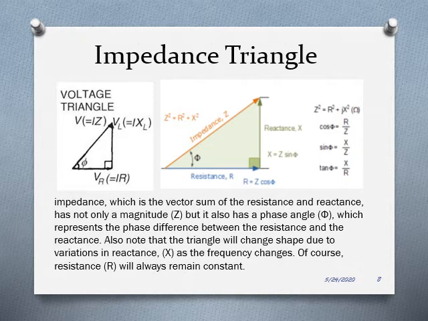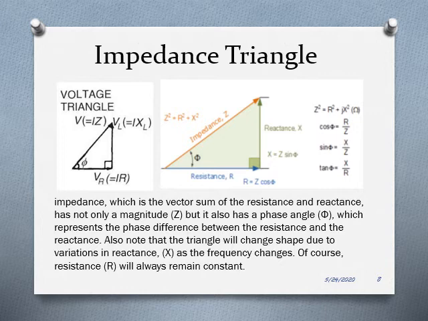Now if you remove that common factor I from the voltage triangle, you will get the impedance triangle, where the impedance Z will be the hypotenuse, R and X its cosine and sine components. So Z square will be equal to R square plus X square. The X could be either XL or XC. The unit of impedance is ohm.